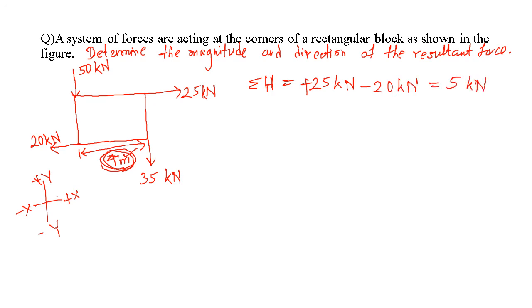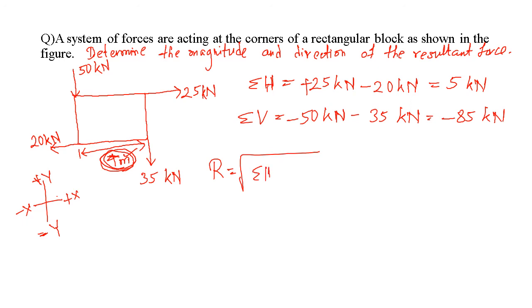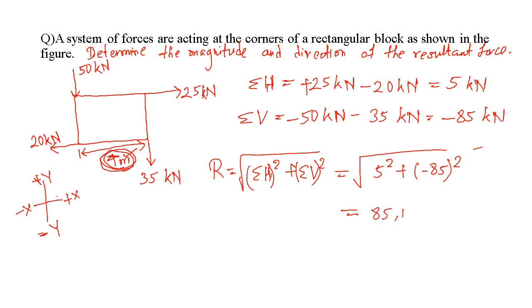Similarly, summation V: both forces are in the vertical direction, in the downward direction. Downward direction means negative. So minus 50 kilonewton minus 35 kilonewton equals minus 85 kilonewton. Now resultant equals square root of summation H square plus summation V square, equals 5 square plus minus 85 square, whole root over. By solving we are getting the value 85.15 kilonewton.